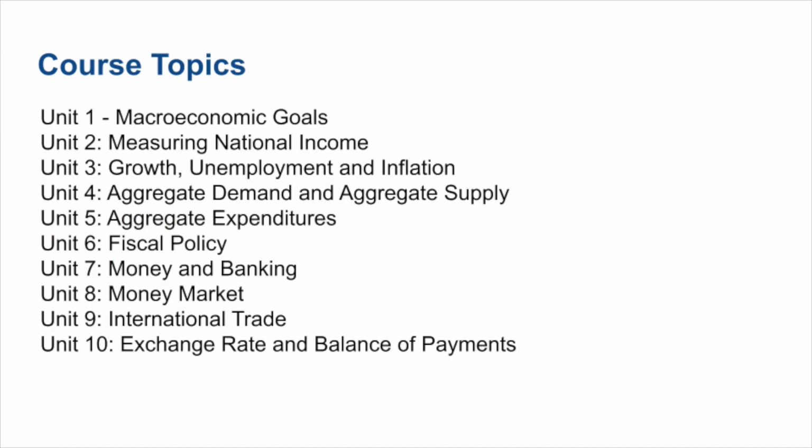The topics of the course line up nicely with what the textbook talks about. We're going to be looking at macroeconomic goals, measuring national income, growth, unemployment, and inflation, aggregate demand and aggregate supply, aggregate meaning totaled, aggregate expenditures, total expenditure, fiscal policy, money and banking, the money market, and international trade. We're also going to take a look at exchange rates and the balance of payments within international trade.